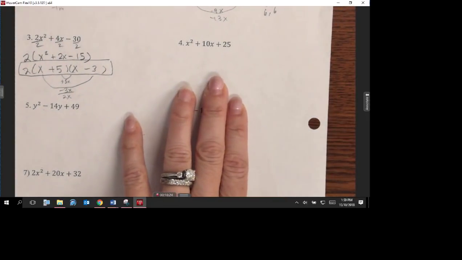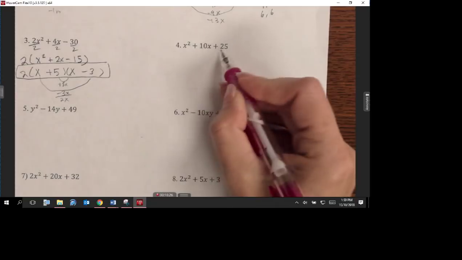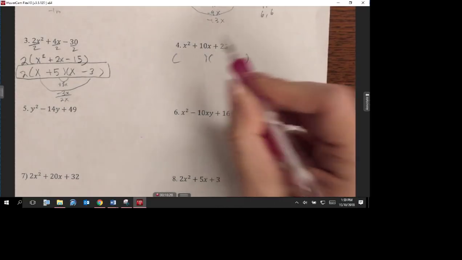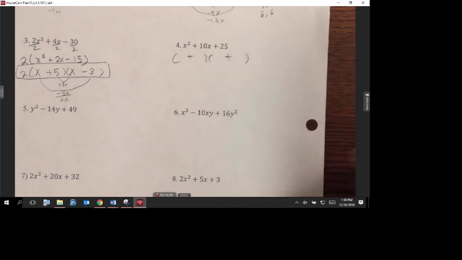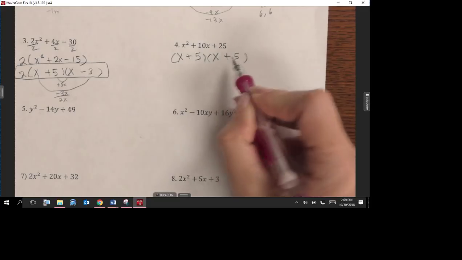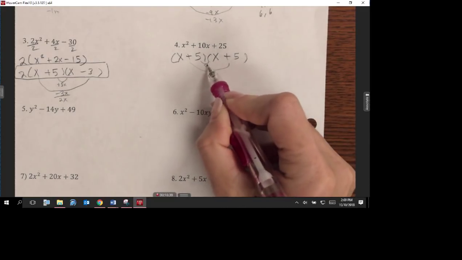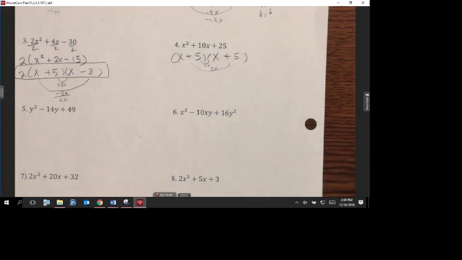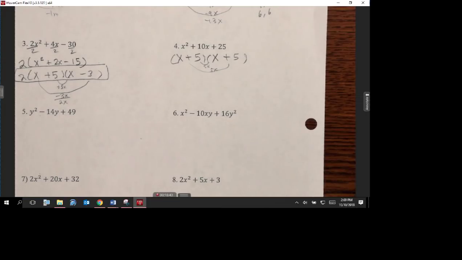Number 4. Plus plus. Great. Is there a GCF? No. Okay. Plus plus. X and x. What makes 25? 5 and 5. Does that check to make 10x in the middle? 5 and x, 5 and x makes 10x. Okay. This is not the final answer.